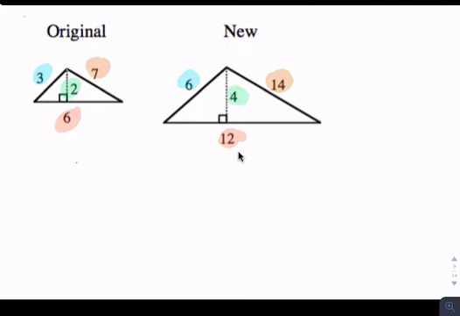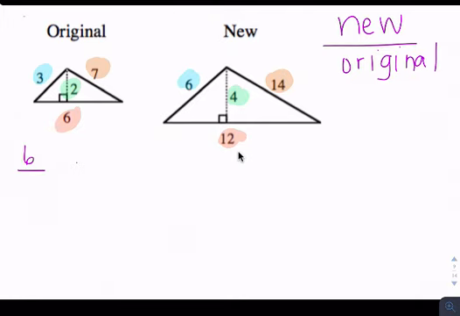We want the corresponding sides to go together, so the same side of each of our shapes. My shortest sides were 6 and 3 on the new and the original. And we always write it as new over original because that is going to give us our scale factor and not the inverse. So we have 6 over 3 as one. With my 6 and my 12, I have 12 over 6, 14 over 7, and 4 over 2.